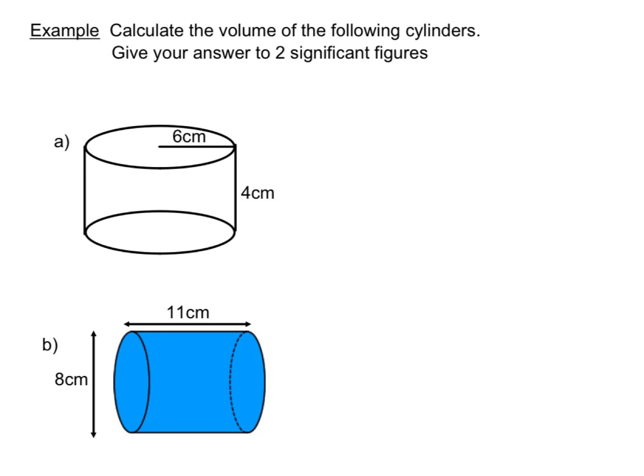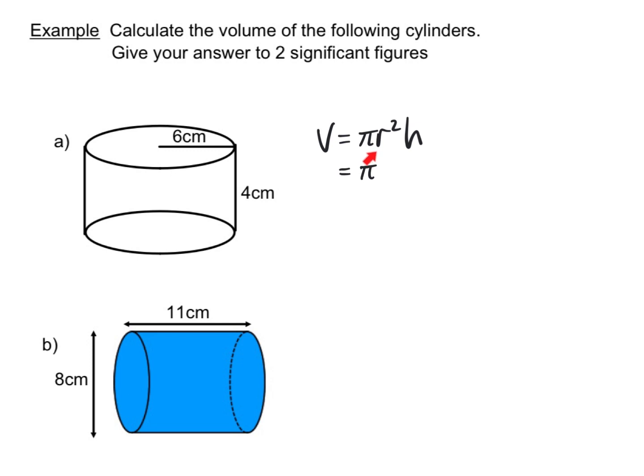The first question here, our first example, we're asked to calculate the volume of the following cylinders and give your answer to two significant figures. So here's our first cylinder we're asked to find the volume of. So the very first thing we're going to do is recognise, well, it's a cylinder, and I'm going to write down the volume of a cylinder formula, which is pi r squared times h. And then all I've got to do is identify what goes into those spaces. So pi is still going to just be pi.